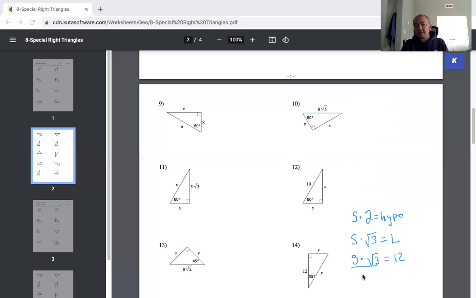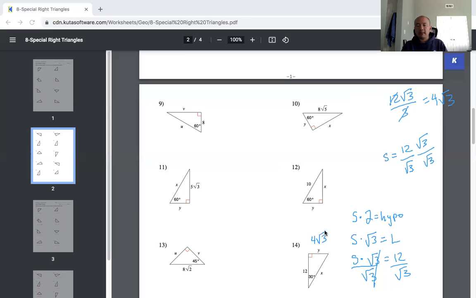If I want to find S, I have to divide by radical 3. And so S is equal to 12 over radical 3. But remember, we can't have a radical in the denominator. So we multiply the top and the bottom by radical 3. Again, this is called rationalizing the denominator. When you multiply this out, this becomes 12 radical 3 over radical 9. Radical 9 is equal to 3. You could simplify this, so that is equal to 4 radical 3. So this y is equal to 4 radical 3.